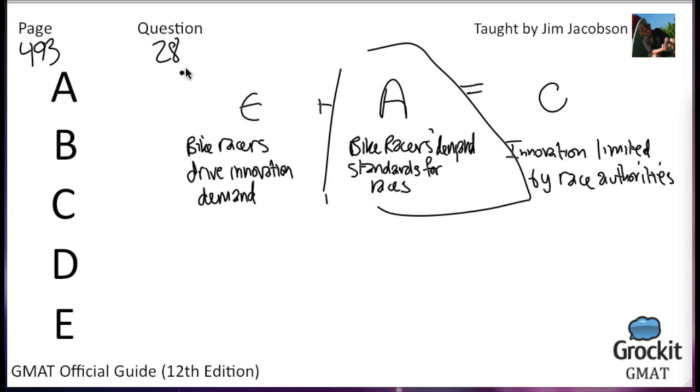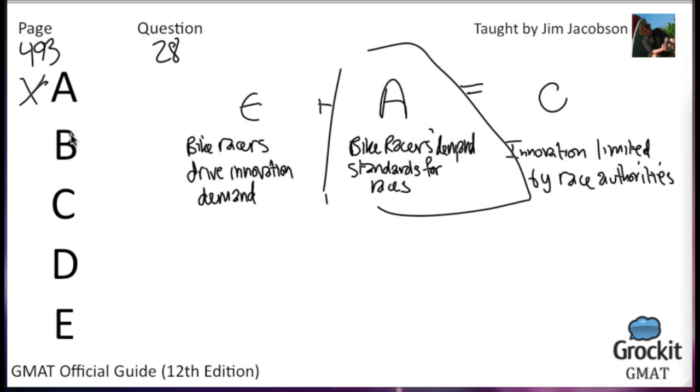So A, the market for cheap traditional bicycles cannot expand unless the market for high-performance competition bicycles expands. Well, cheap traditional bicycles, not in the picture at all. And this isn't an inference one. This is an assumption question. So it's a little bit different. The assumption is just the small logical leap that the author makes, and there's nothing about traditional bicycles there.